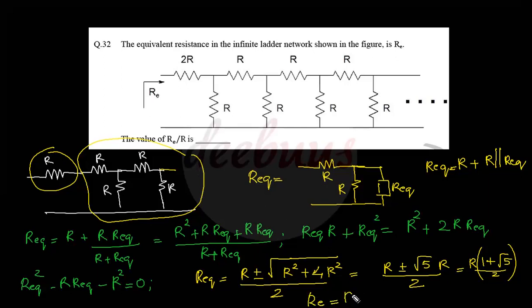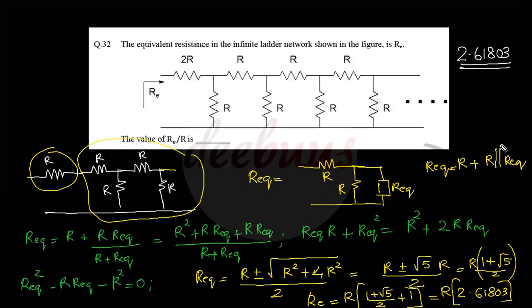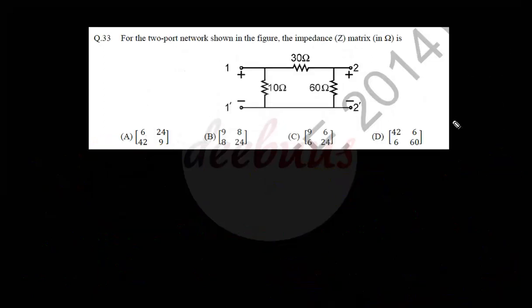So R into 1 plus root 5 by 2 plus 1. So that turns out to be R into 2.61803. Right? So R equivalent by R is 2.61803. Right? So moving to the next 2-mark question.